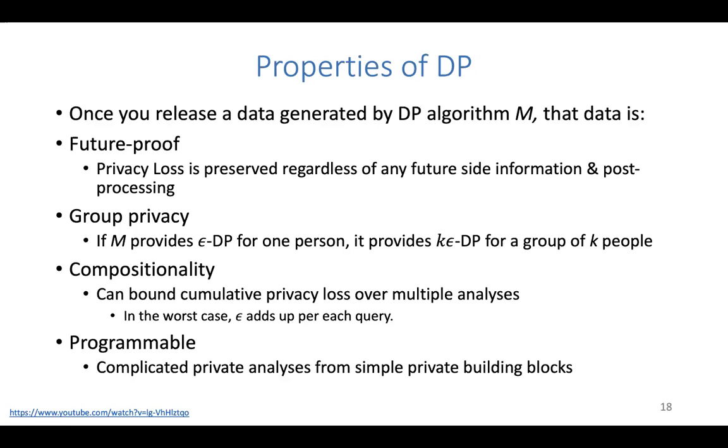Which leads to programmability. You can use a lot of differential private algorithms and compose a series of very large scale differential private analyses by breaking that down into several small scale differential private building blocks. If each building block has a certain privacy loss or privacy budget, then you can simply combine all of them to estimate the total privacy loss because of the compositionality. So yeah, these 4 properties are very useful properties of differential privacy.